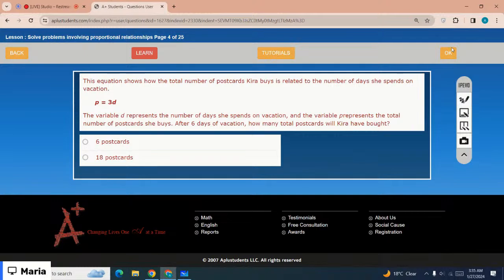The next one: the equation shows how the total number of postcards Kira buys is related to the number of days she spends on vacation. P equals 3d. The variable d represents the number of days she spent on vacation and the variable p represents the total number of postcards she buys. After 6 days of vacation, how many total postcards will Kira have bought? So which is the correct option?